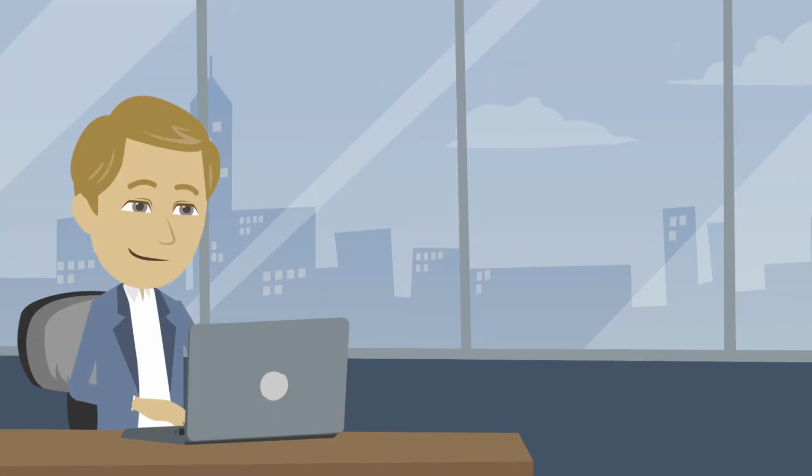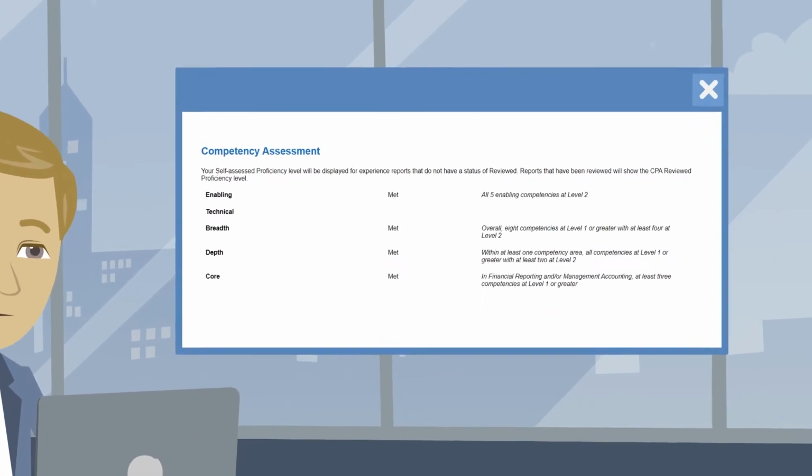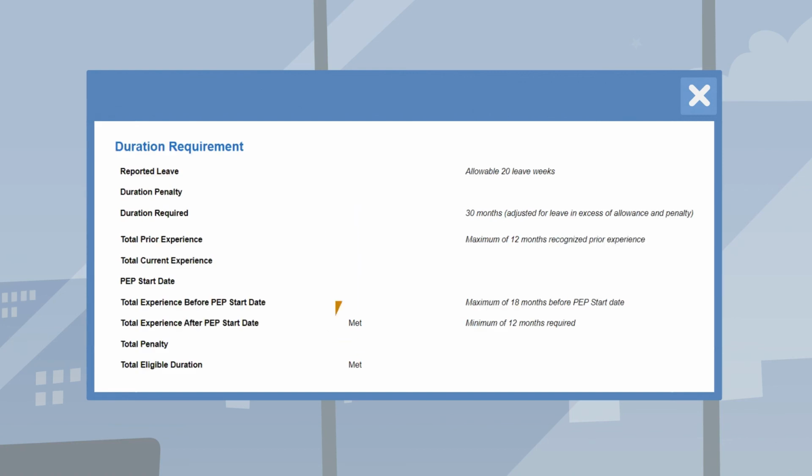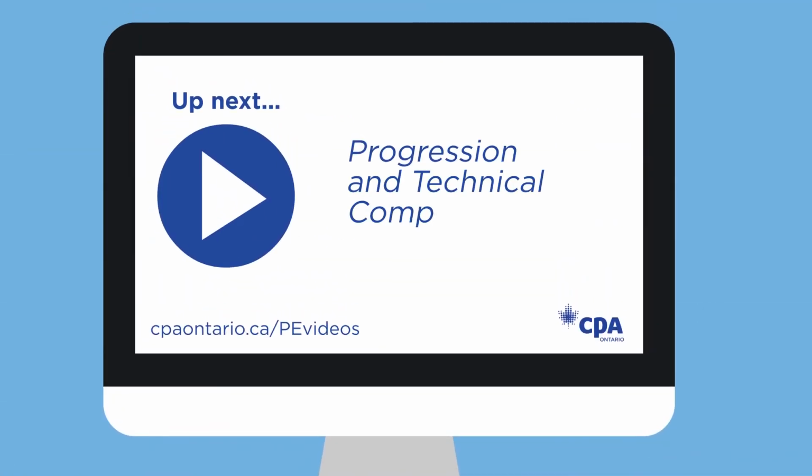So he won't need to request another CPA review until his consolidated summary indicates that he has met the practical experience requirements, including duration. Up next, learn about how progression is required in technical and enabling competencies throughout your PE journey.